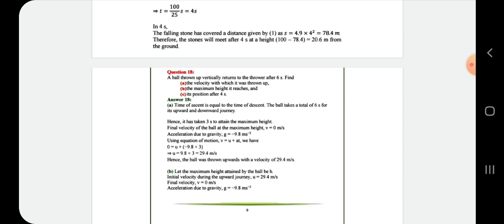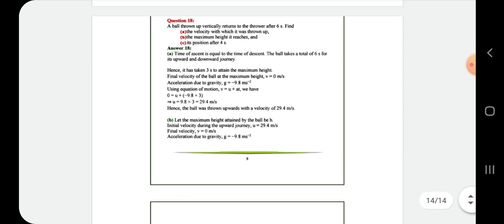A ball thrown vertically upward is returned to the thrower after 6 seconds. Find the velocity with which it was thrown up, the maximum height it reaches, and its position after 4 seconds. Time of ascent is equal to time of descent. The ball takes a total of 6 seconds for its upward and downward journey. Hence, it has taken 3 seconds to attain the maximum height.